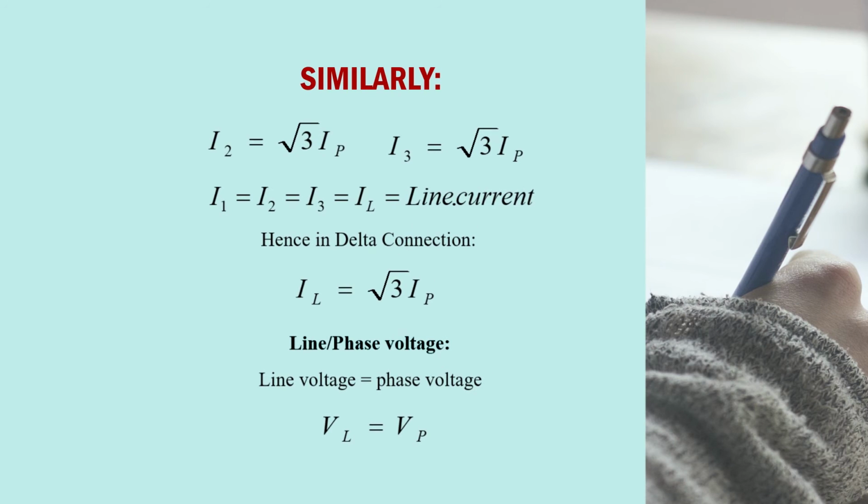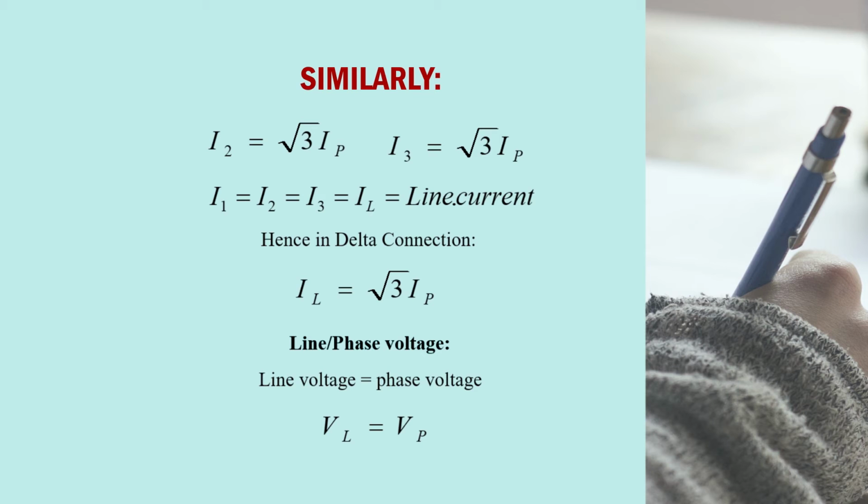Similarly, you can also find out the equation for line 2, that is I2 can be written as under root 3 times IP, and you can also find out the current for terminal 3, that is the current flowing I3. So this I3 current is nothing but the line current. It can be written as under root 3 times the phase current. So as you know, this I1, I2 and I3 can be written as IL, or you can say it is the line current.